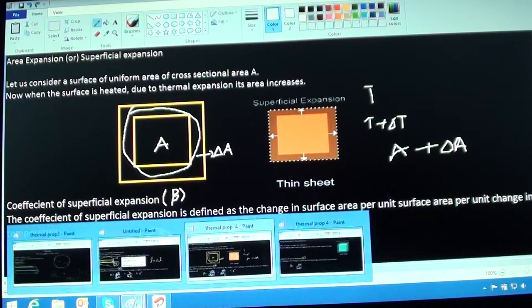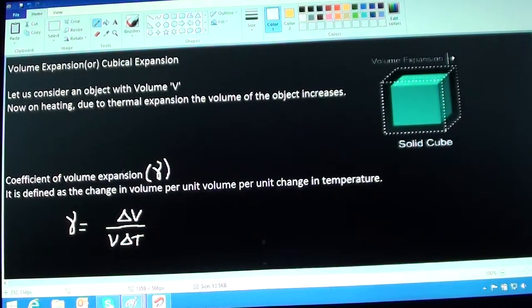Now the next type of expansion, volume expansion. Here the name itself tells that there is an increase in volume of the substance. Consider an object with volume V, and on heating this volume increases. That is called volume expansion. The coefficient of volume expansion, denoted by gamma, is defined as the change in volume, delta V, per unit volume V, per unit change in temperature, delta T.